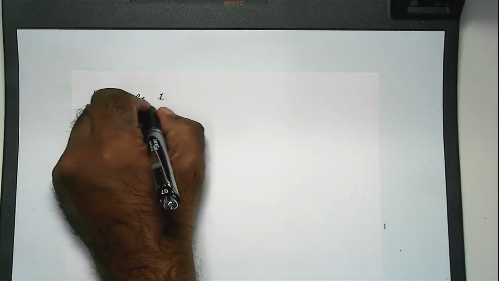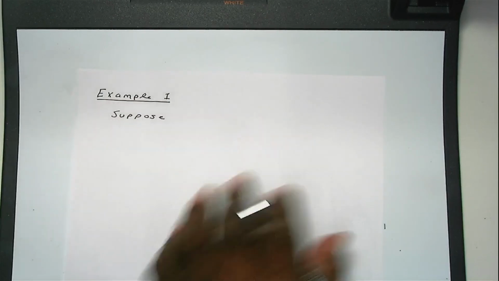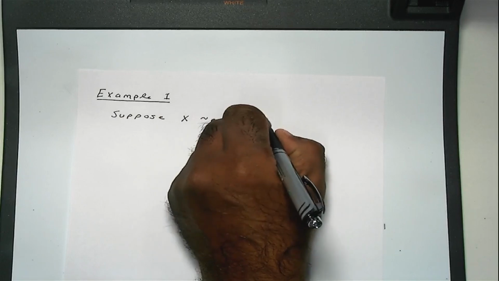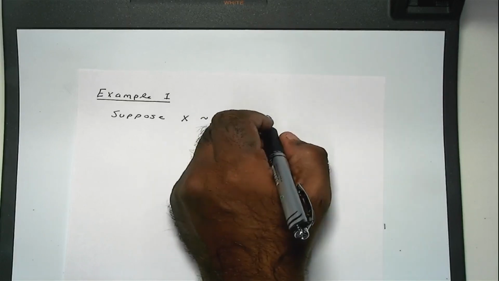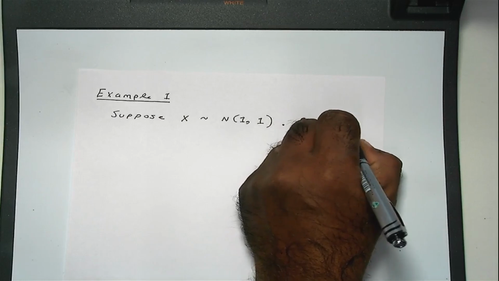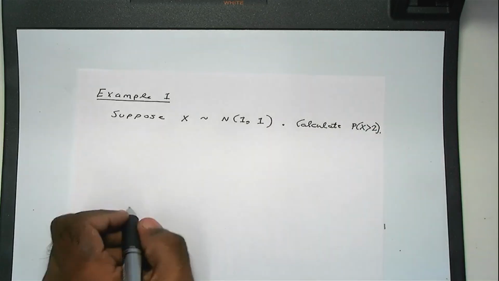I'm going to do a couple of examples just to complete this video, and then I will go to the next video. Example one. Suppose you have a variable x that has a normal distribution with parameters 1 and 1. So mean equal to 1 and variance equal to 1. And we want to calculate the probability that x is greater than 2. Now, how do we do this?